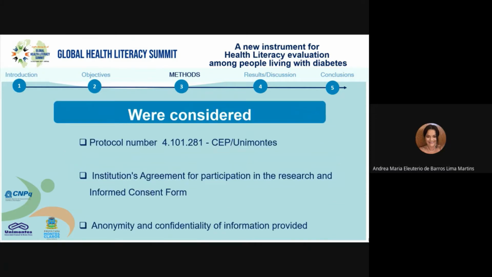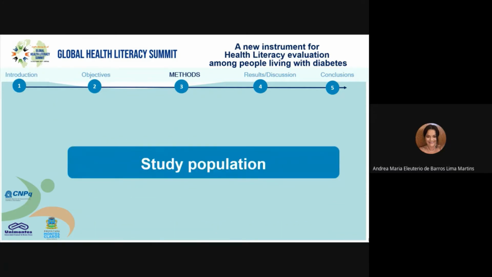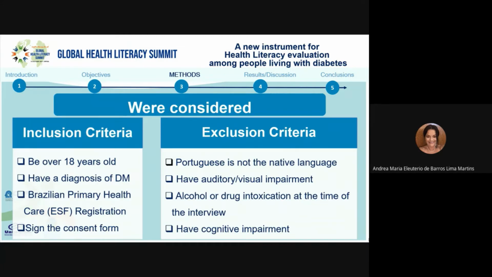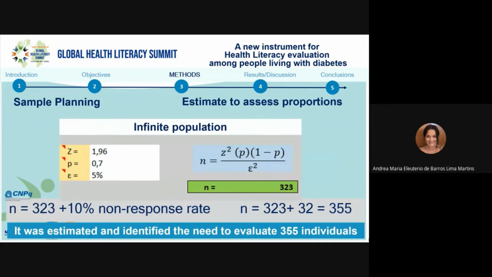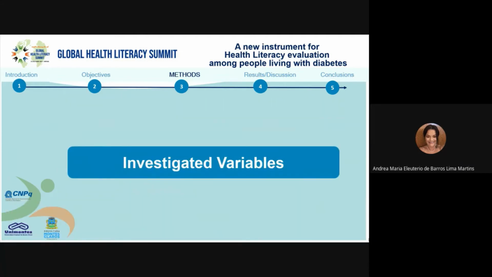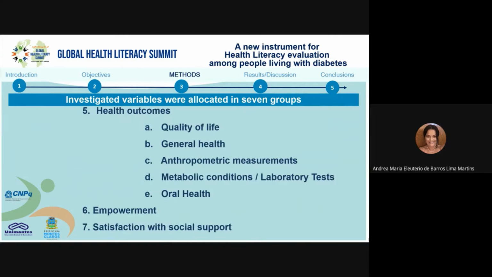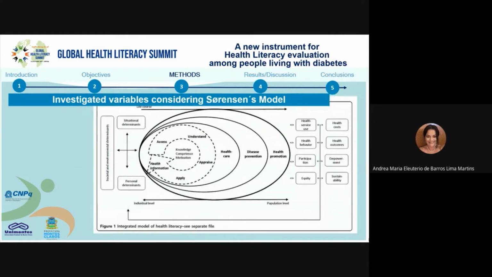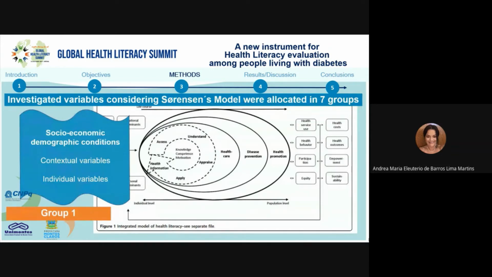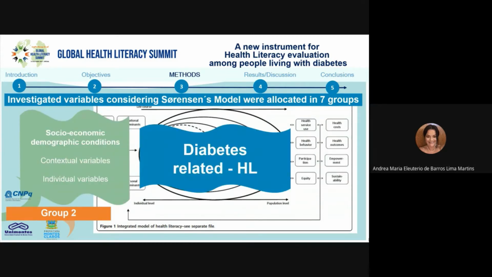Ethical aspects were considered. Study population were considered. Inclusion criteria and exclusion criteria. Sample planning. It was estimated and identified the need to evaluate 355 individuals. Investigated variables. Investigated variables considering Sorensen's model were allocated in 7 groups: socioeconomic, demographic conditions, contextual variables, individual variables, and diabetes-related HL.